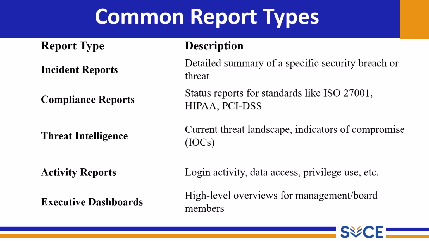What are the common report types? They can be incident reports, or a detailed summary of a specific security breach or threat; compliance reports, status reports for standards like ISO 27001, HIPAA, PCI DSS; threat intelligence, like the current threat landscape and indicators of compromise, IOCs; activity reports, like login activity, data access, privilege use, etc.; and executive dashboards, like a high-level overview for management and board members. Okay, so these all come under common report types.